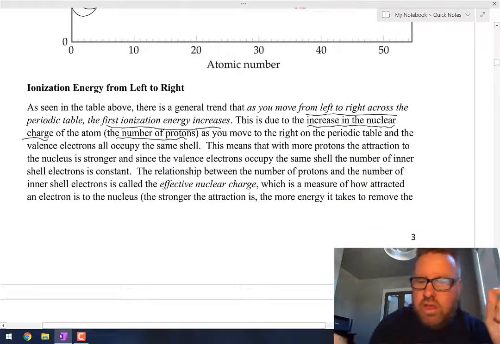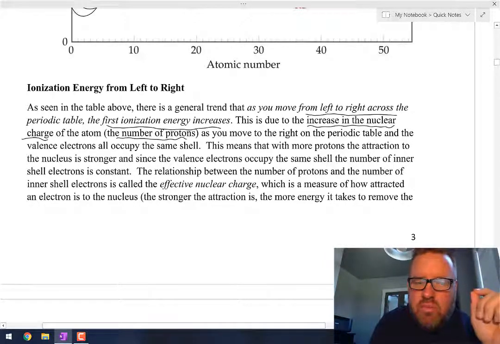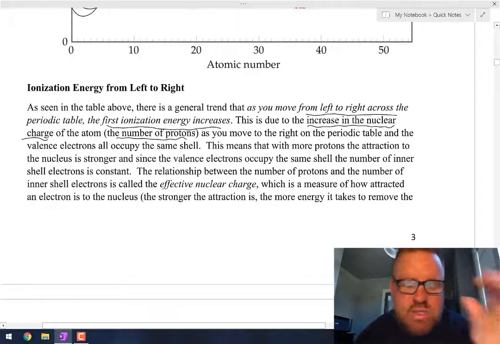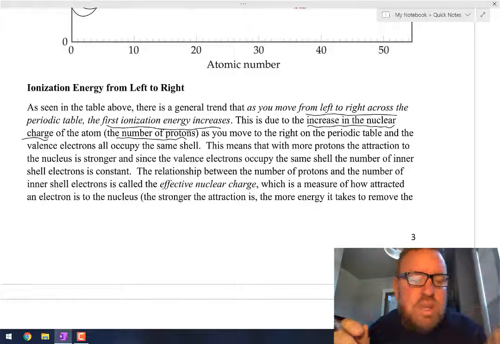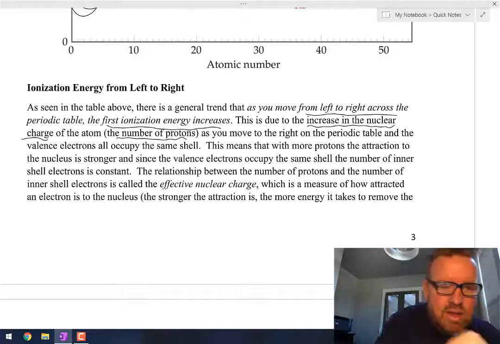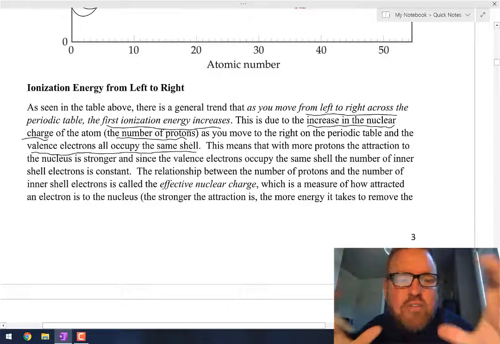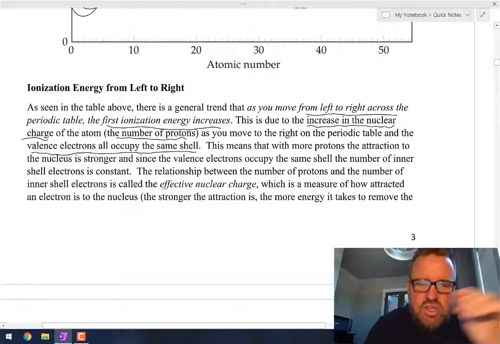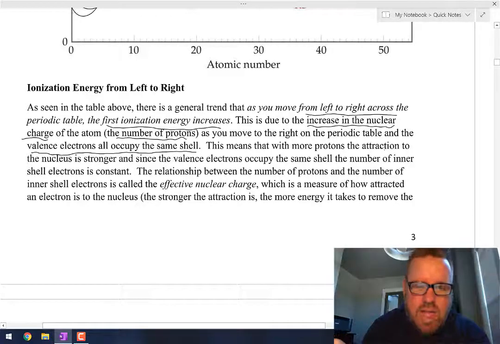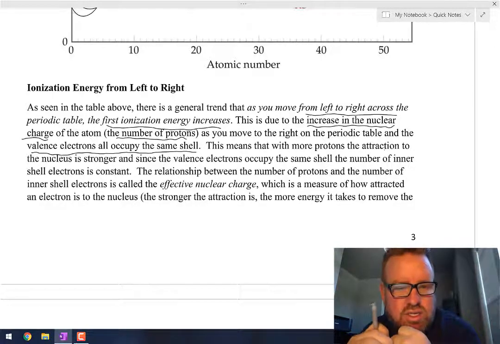So, look at the things I underline here. From left to right, the first ionization energy increases. Why? Because of the increase in the number of protons, and again, I don't care how you say it. You don't have to say increase in the nuclear charge. You can say neon has more protons, and I know what you mean. And all of their valence electrons are found in the same shell. That means with more protons, the attraction to the nucleus is stronger, and since the valence electrons are in the same shell, the number of inner shell electrons is constant.